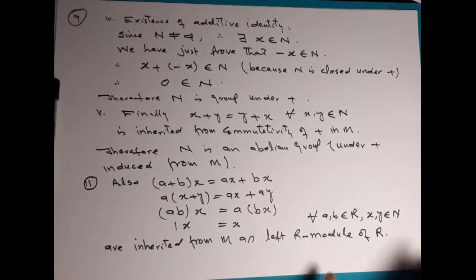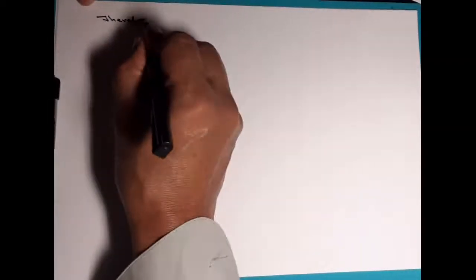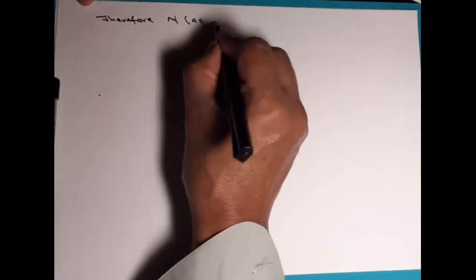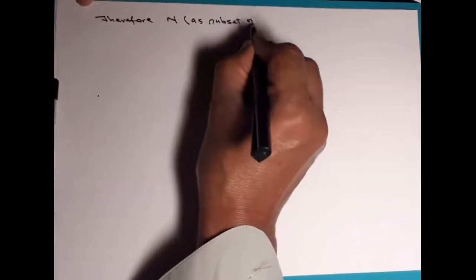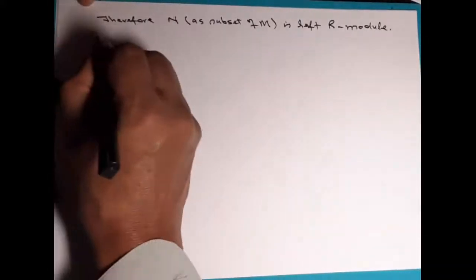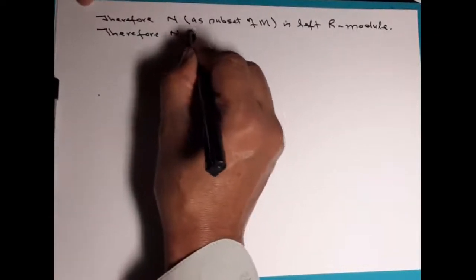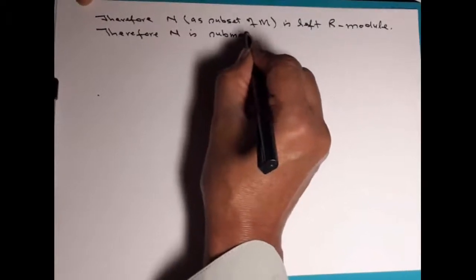So therefore, N satisfies all the conditions. Therefore, N as a subset of M is a left R module under the induced operation, and therefore N is a submodule of M. So we have proved this particular thing.